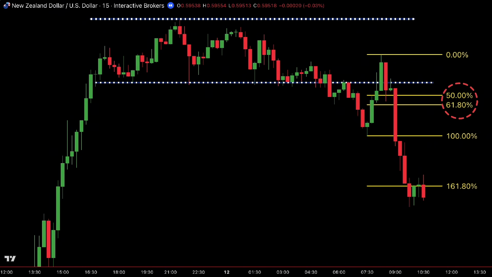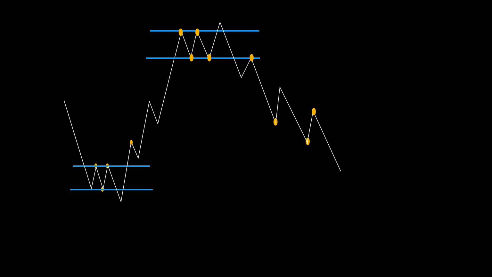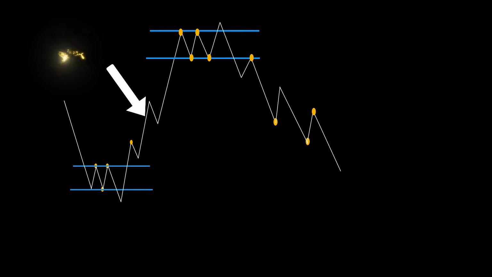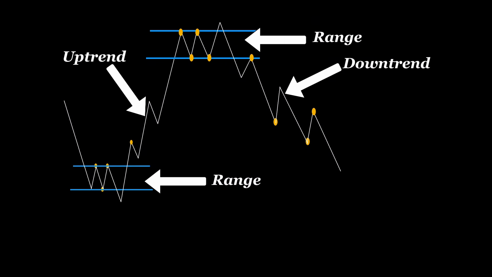So let's break down the foundation. Because if structure is the story, then understanding structure means finally understanding what the market is actually trying to say. Despite all the noise, the market only has 3 voices: an uptrend, a downtrend, or a range. Every chart you will ever trade fits into one of these 3 structures, and once you can recognize them, Fibonacci stops being a gamble and starts becoming a translation tool.